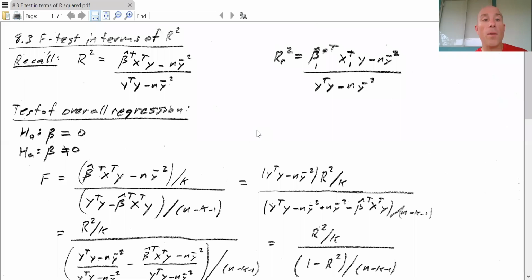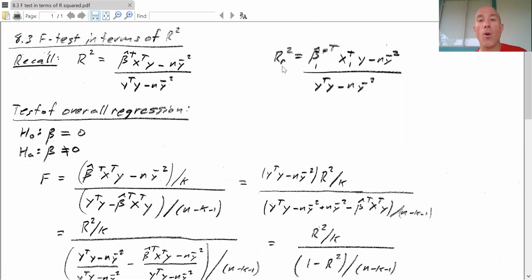Hi, in this video, we want to take a look at the F test in terms of R squared. So remember, R squared is the sum of squares regression divided by sum of squares total. Okay, so if we're doing the overall hypothesis test, the overall model, we can look at R squared in this format: sum of squares regression divided by sum of squares total.